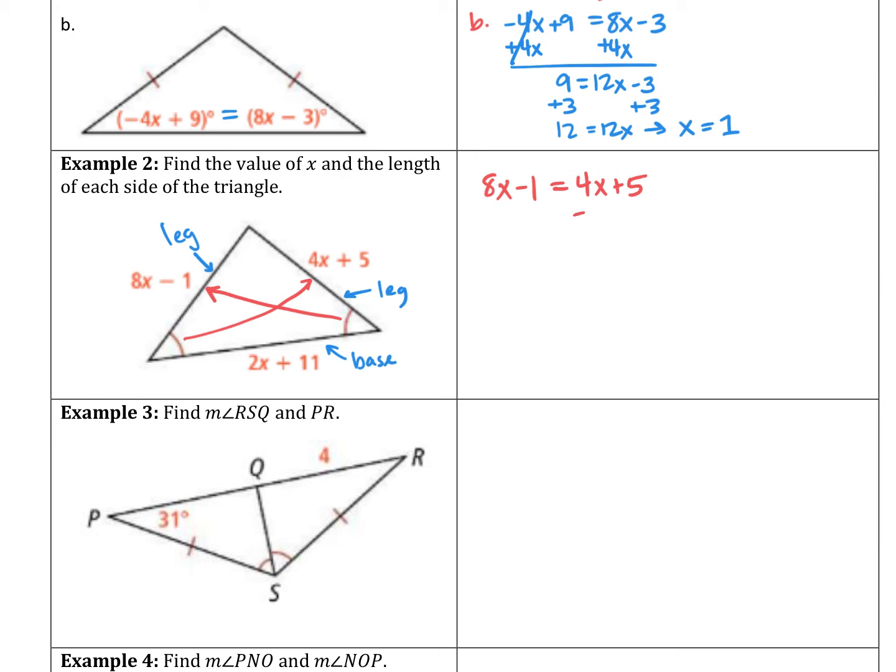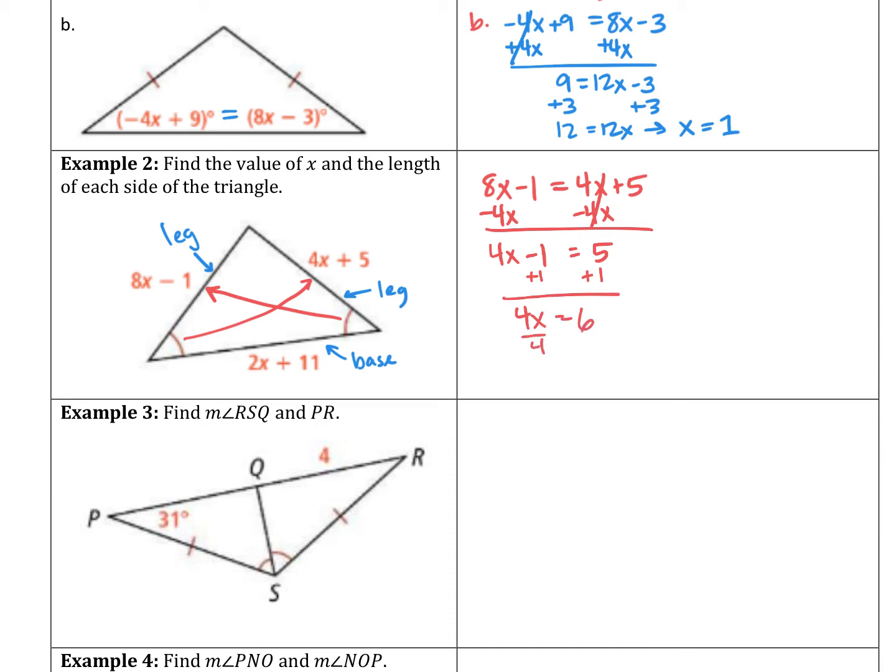Now I'm going to get rid of the smallest group of x's again because I have x's on both sides of the equation. So I get rid of the 4x's. All I have left is a 5 on the right side of the equation. I have 4x minus 1 on the left side. I'm going to add 1 to both sides, so 4x equals 6.